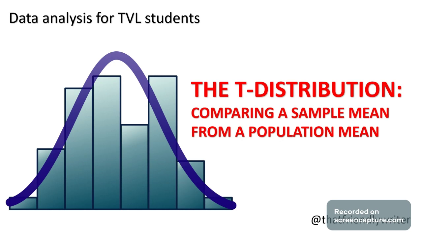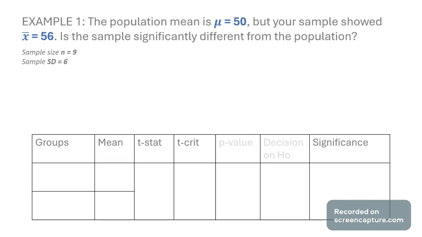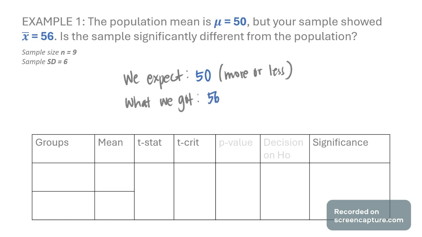Alright, let's get started. In this example, suppose the population mean mu is 50. However, the sample showed a mean of 56. This shows that we are expecting a mean of 50. Well, we know it's not going to be exactly 50, but more or less around this number. But we got a sample mean of 56. Can we consider the sample to be significantly different from the population in terms of their means?